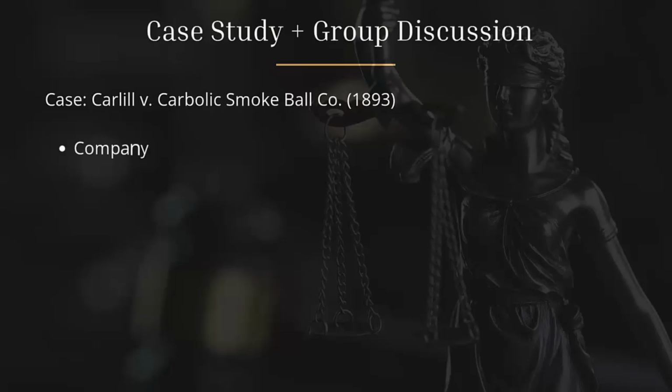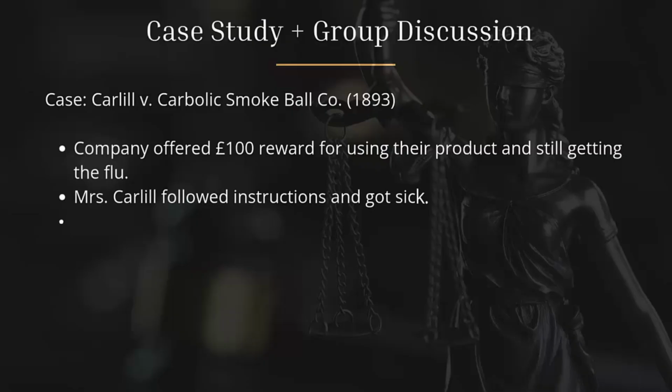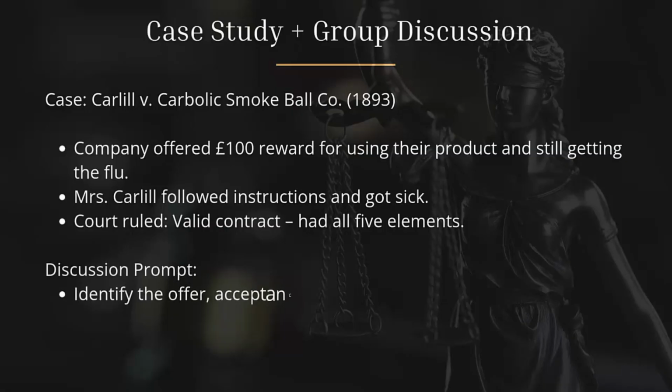Case study plus group discussion. Case: Carlill versus Carbolic Smoke Ball Co. The company offered a £100 reward for using their product and still getting the flu. Mrs. Carlill followed instructions and got sick. The court ruled it was a valid contract with all 5 elements. Discussion prompt: identify the offer, acceptance, consideration, intention, and capacity in this case.